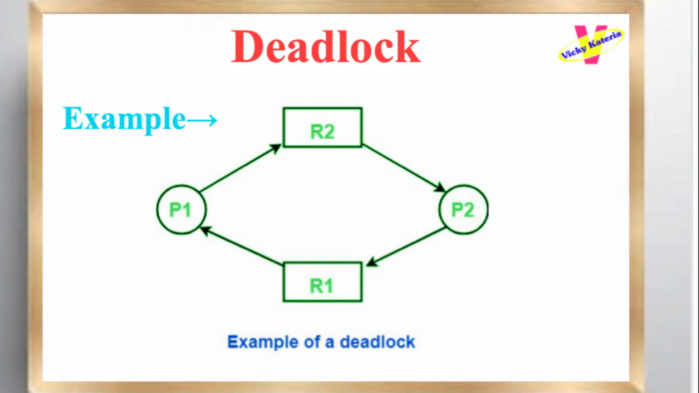Example. Here process P1 holds resource R1 and waits for resource R2, which is held by process P2. Process P2 holds resource R2 and waits for resource R1, which is held by process P1. None of the two processes can complete and release their resource. Thus, both the processes keep waiting infinitely.